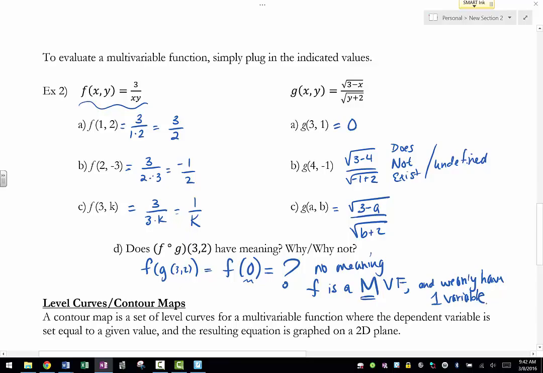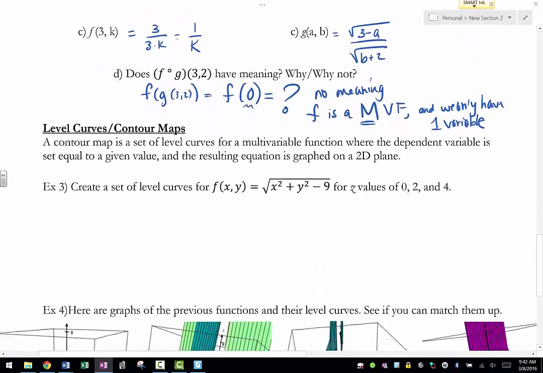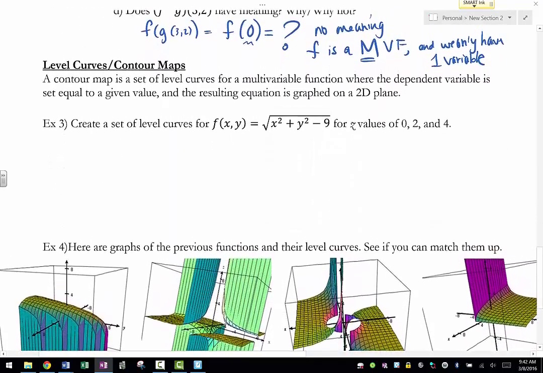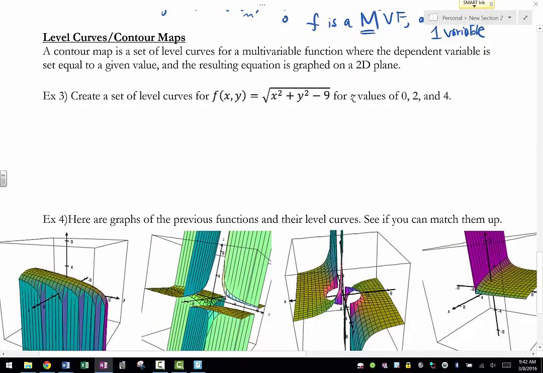Ta-da! All right, level curves and contour maps. Let's see, what am I talking about down here? Well, a contour map is a lot like a contour map you've seen if you've taken earth science. Although I hear a lot of you skip earth science nowadays, and that's just ridiculous. You should take earth science.